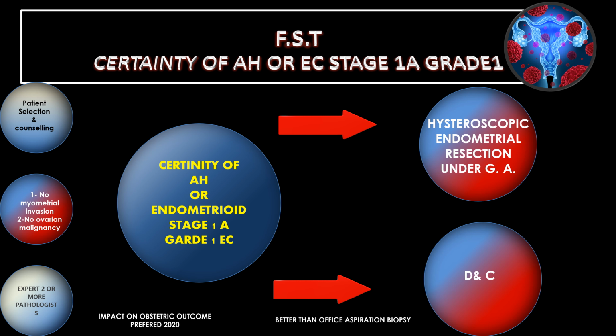The other option is to do D and C. The guideline stated that hysteroscopic biopsy is suggested to be the method of choice in comparison to the D and C. Also, we need to mention that hysteroscopic endometrial resection under general anesthesia or blind dilatation and curettage is superior to the office aspiration biopsy.